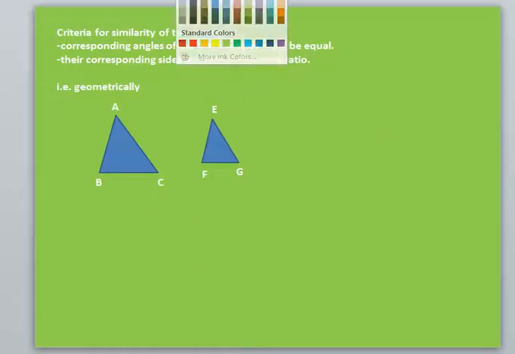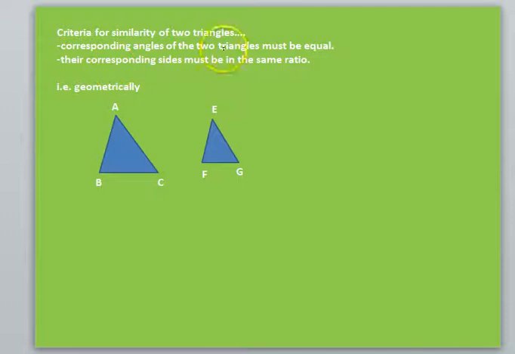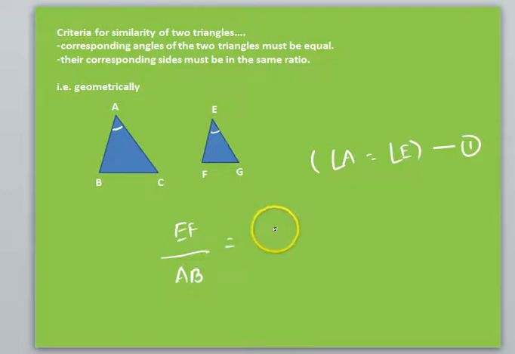Criteria of similarity of two triangles. Corresponding angles of the two triangles must be equal and their corresponding sides must be in the same ratio. Geometrically, if A and E coincide, then angle A must be equal to angle E. That is the first criteria. The second criteria is EF by AB should be equal to EG by AC, or the reverse of it, vice versa.